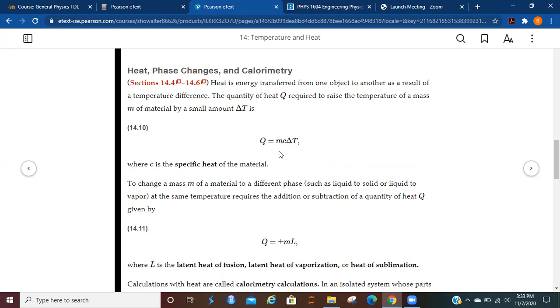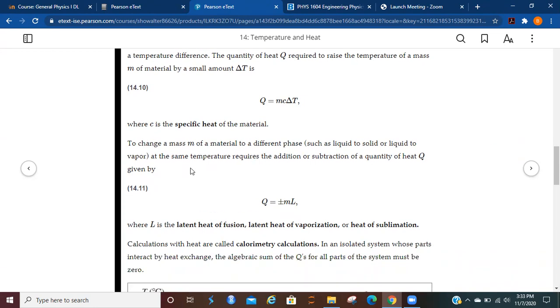So to change a mass M of a material to a different phase, such as liquid to solid or liquid to vapor, at the same temperature requires the addition or subtraction of a quantity of heat, and it's going to be given by plus or minus M times L. L is going to be the latent heat of fusion, the latent heat of vaporization, depending on which way you want to go, or the heat of sublimation.